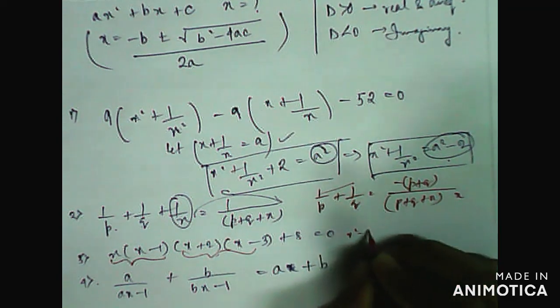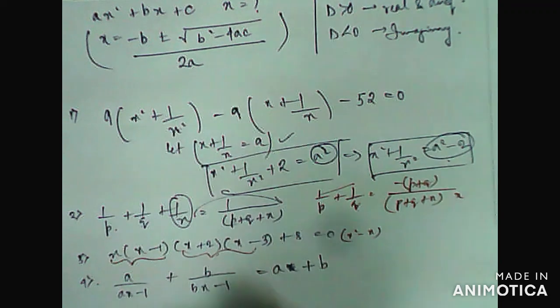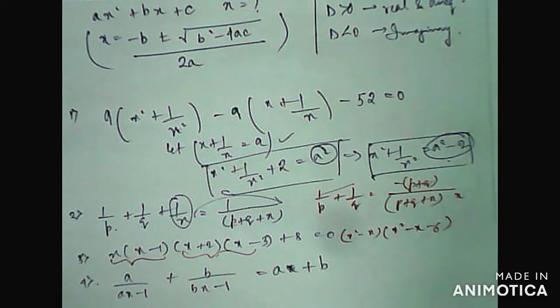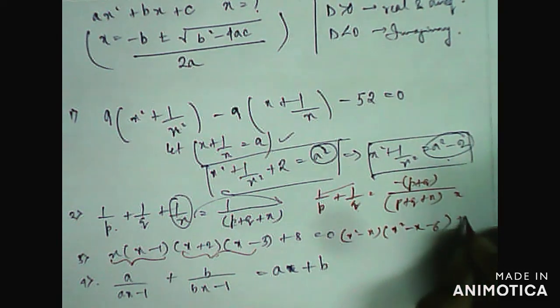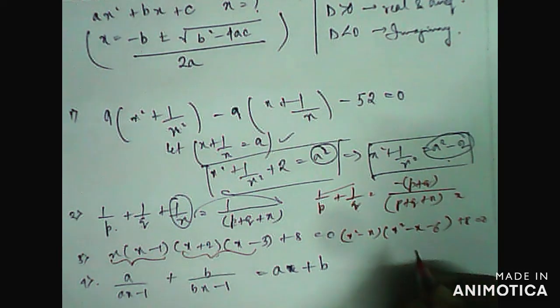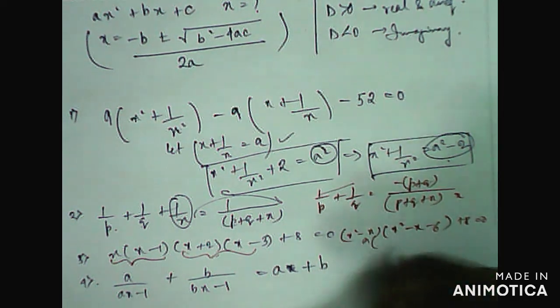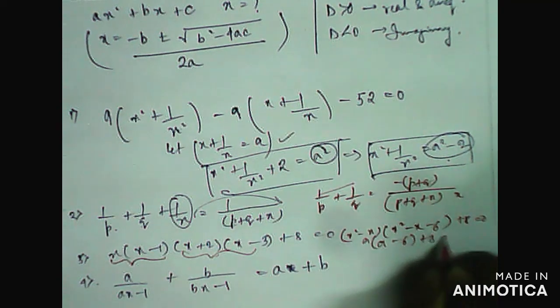how to proceed next. I'm doing x square minus x from this, and from this you will get x square minus 3x plus 2x, that means x square minus x, and here minus 6. So what you have to do next is, plus 8 is equal to 0. Okay, what you have to do next is consider x square minus x as a, or any other variable. For example, a into a minus 6 plus 8 is equal to 0.